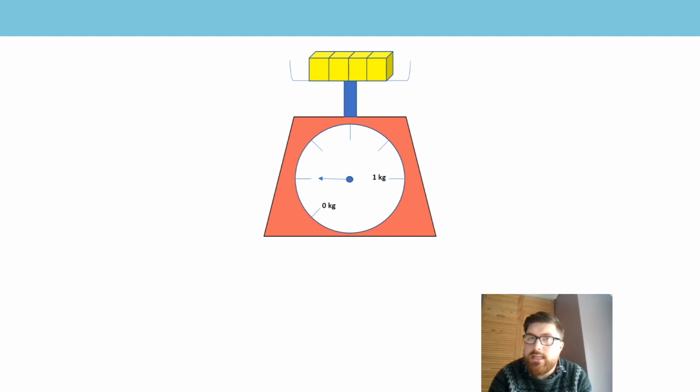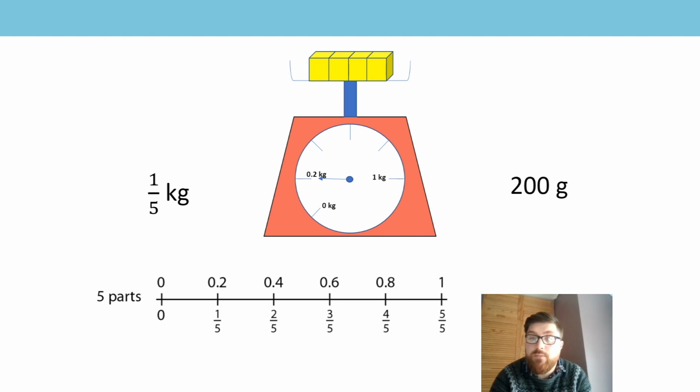So what measurement is the arrow pointing to? That's right, 0.2 kilograms. Could we say this another way? Of course, 1/5 of a kilogram or 200 grams. Now, can you see that the scale on a weighing scale is just a number line? It's just curved around. Sometimes we can see number lines horizontally. We can see them vertically like we did on our measuring cylinders, or as with this weighing scale, we can see them curved.